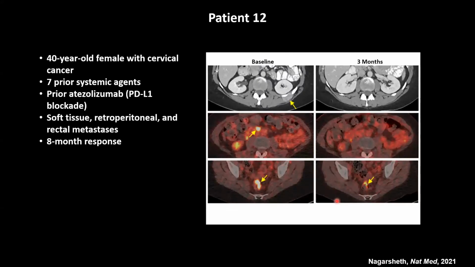And finally, this is patient 12, a 40-year-old woman with cervical cancer. She'd previously received 7 agents, again, including a checkpoint inhibitor, PD-L1 targeted drug. She had these 3 tumors. This one completely went away. This one completely went away. This one in the rectum shrank dramatically, and it eventually regrew a little bit. And I'll show you some of the science behind that in a minute.